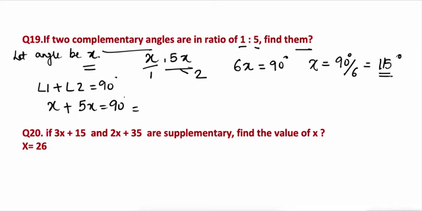So if the two angles are complementary to each other, angle 1 here is 15 degrees and the other is 5 times 15 degrees, which comes to 75 degrees. So the two angles are 15 degrees and 75 degrees.